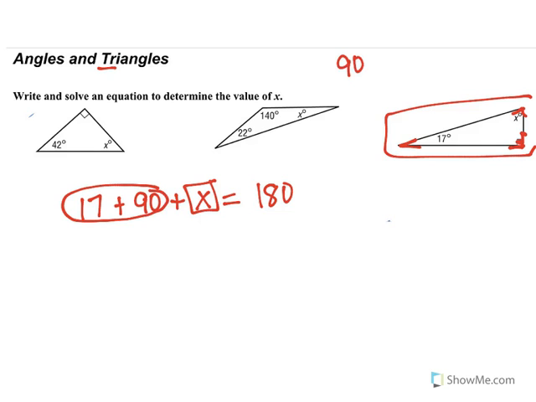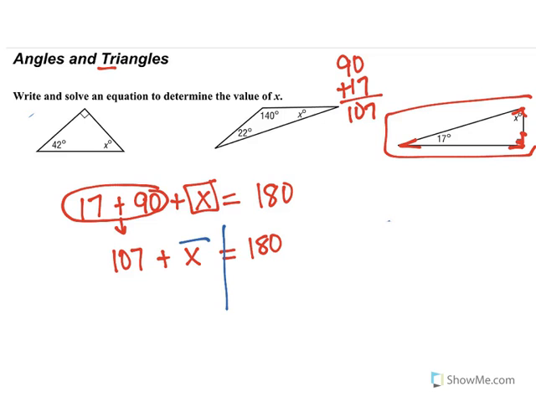Let's go ahead and add 90 plus 17. That'll give me 107. So 107 plus x equals 180. All right, separate your rooms. How do you get rid of plus 107? By doing the opposite, subtract 107. This cancels out. All I have is an x. But remember, what you do to one side, you must do to the other.